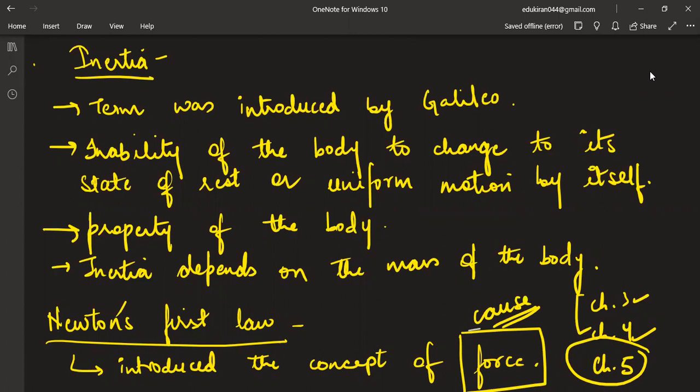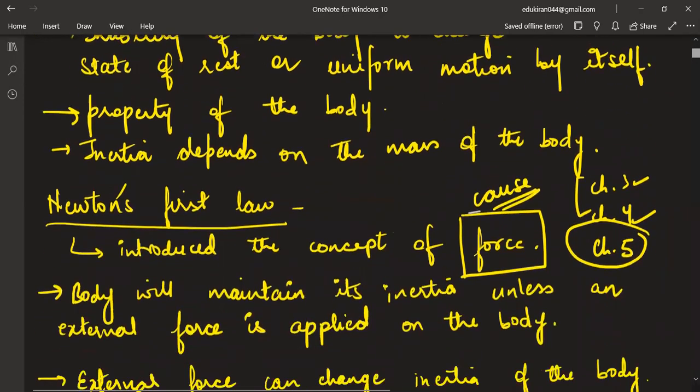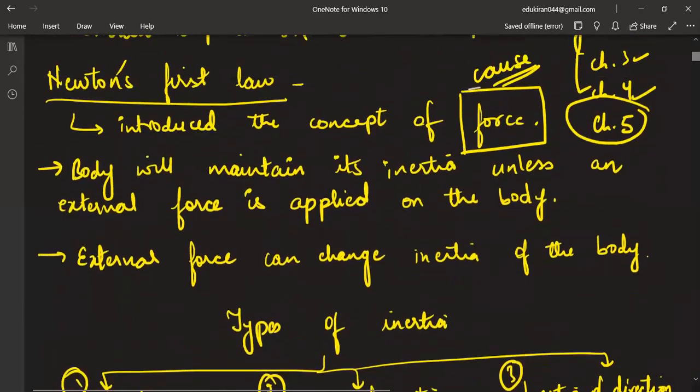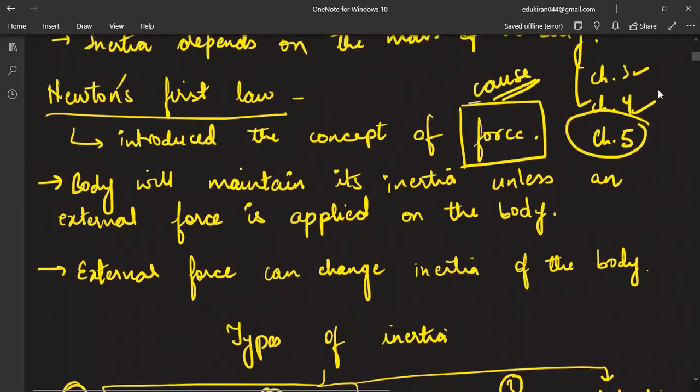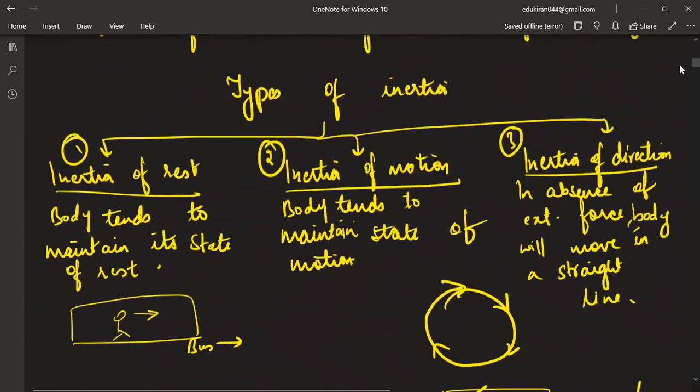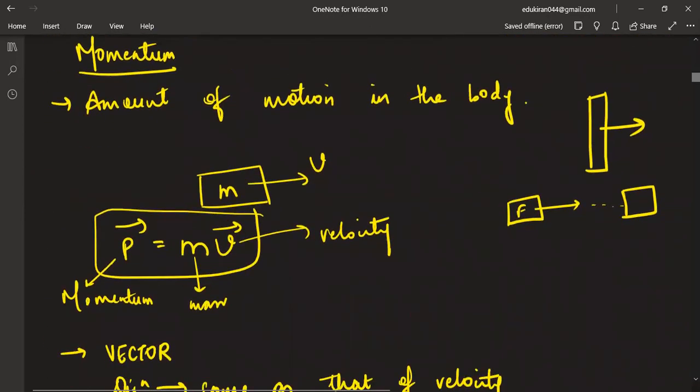Like if the state of rest is there, it will continue to be in the state of rest until and unless an external force is applied. All right, so this is also known as Newton's first law. A body will maintain its inertia unless an external force is applied on the body, and only that external force can change the inertia of the body. Now, there are three types of inertia as I've mentioned: inertia of rest, motion, and inertia of direction.